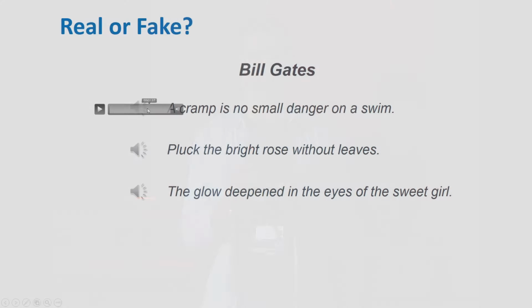You guys know Bill Gates, right? So let's try this. I'll play 3 sound clips. Hopefully the sound would work. And let me know which one of these you think is the real Bill Gates.